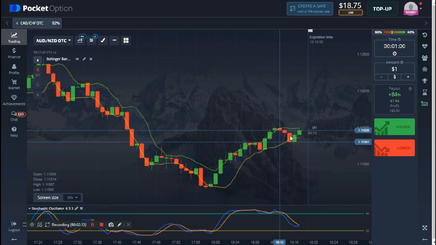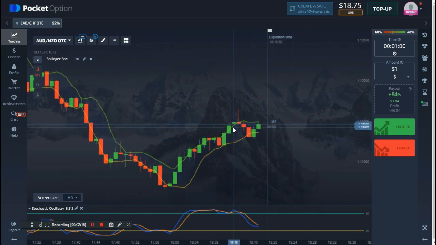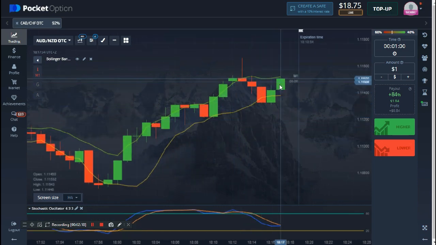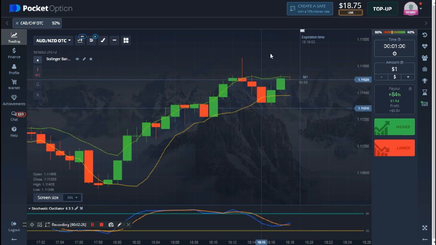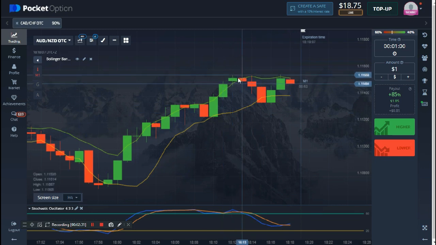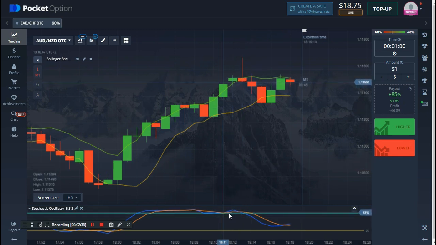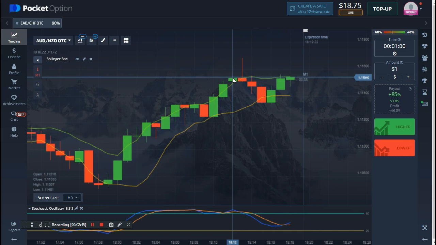Okay, when a candle, green candle or red candle, crosses and closes above the upper line, or below the lower line, then the next candle should be the opposite, and the stochastic oscillator is showing the overbought condition. So we will take the trade lower for 1M.